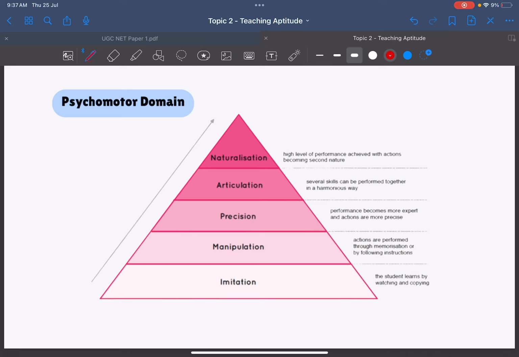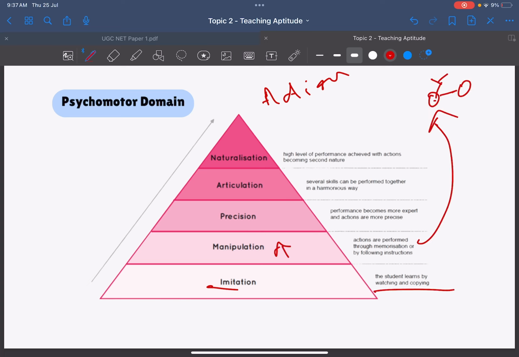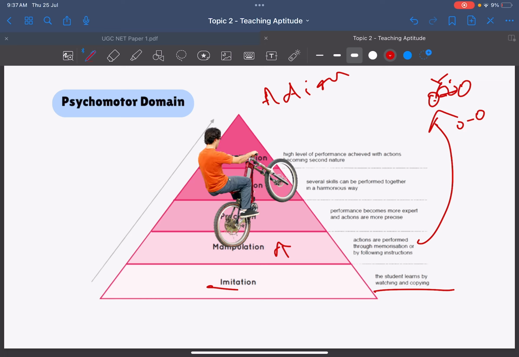So first is imitation. When a kid is first learning how to cycle, he first watches how the cycle works. The student learns by watching and copying. Next is manipulation. He tries to cycle on his own and does it step by step. First he sits on it and then learns, okay, I need to balance, and then he learns how to cycle. Next, his actions are more precise. Maybe he learns to do a wheelie, maybe he can stop abruptly.